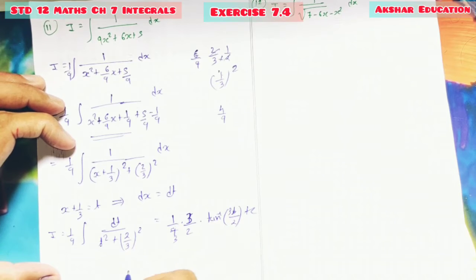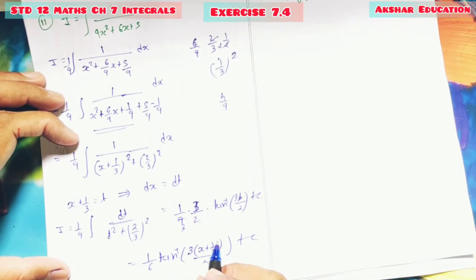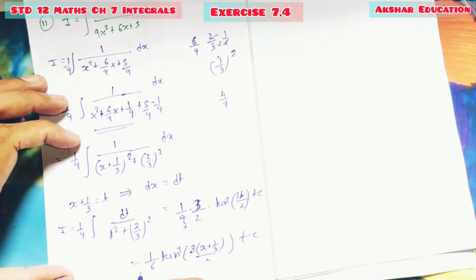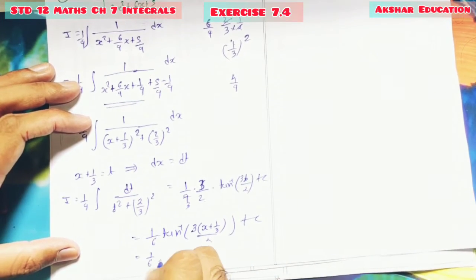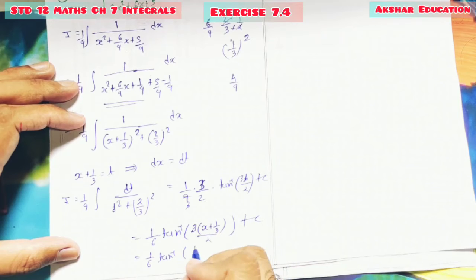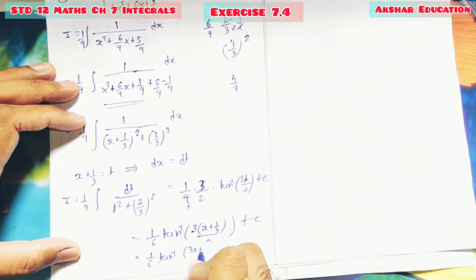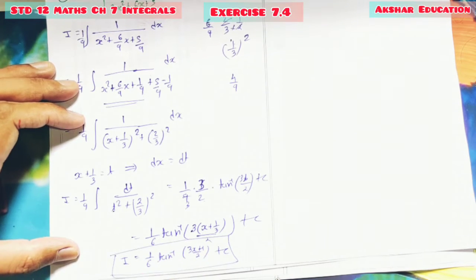Again 3 3s are 9, so 1, 2, 3 2s are 6, so 1 upon 6 tan inverse 3t, and t is x plus 1 by 3 divided by 2 plus c, so this will be 3x plus 1 by 2. So our answer is 1 by 6 tan inverse (3x plus 1 by 2) plus c. This is our integration I. Done.